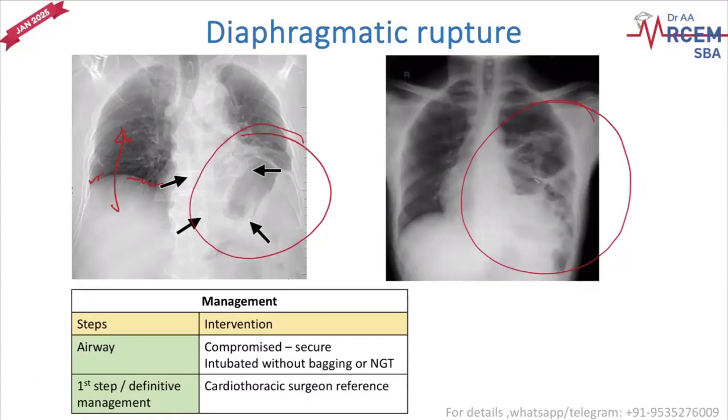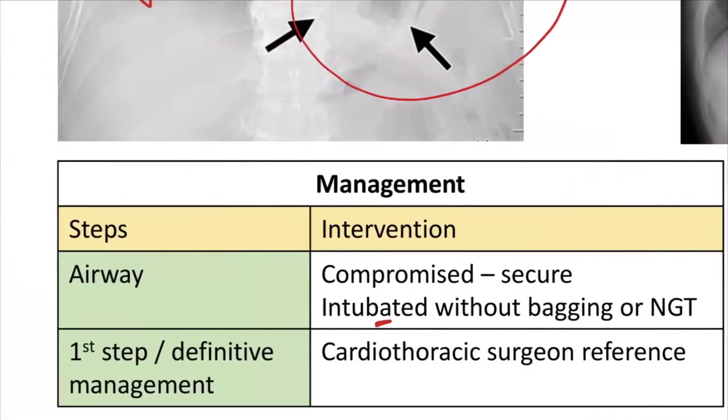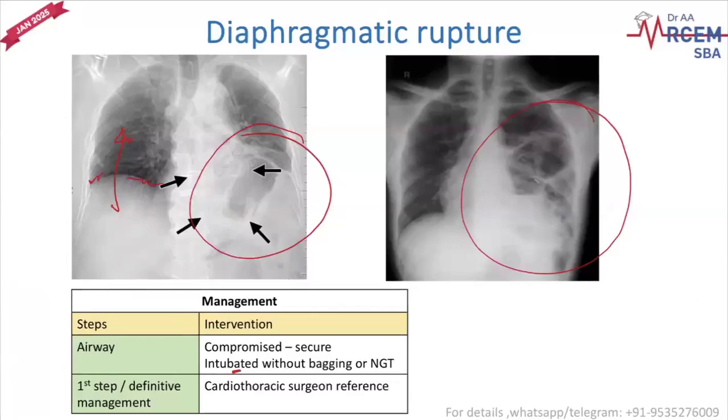What precautions need to be taken if there is a diaphragmatic rupture? If there is a diaphragmatic rupture, when you are intubating, do not do bag mask ventilation. Do not bag the patient. Why shouldn't you bag? Because the air can enter into the bowel loops and cause distension and cause more compromise of the lungs, because they are intrathoracic. So bag mask ventilation is not advised.